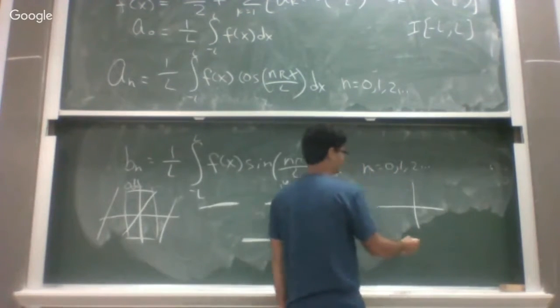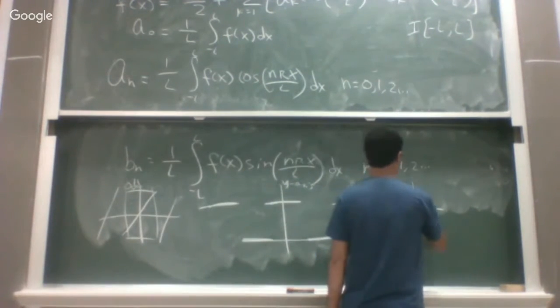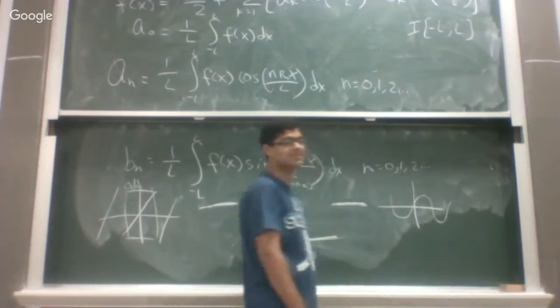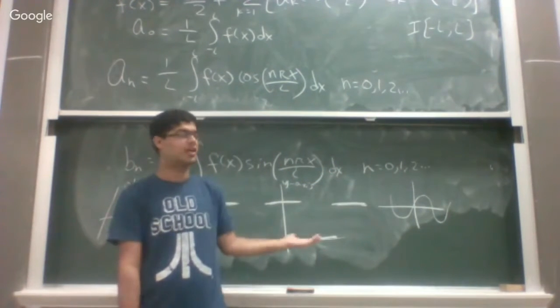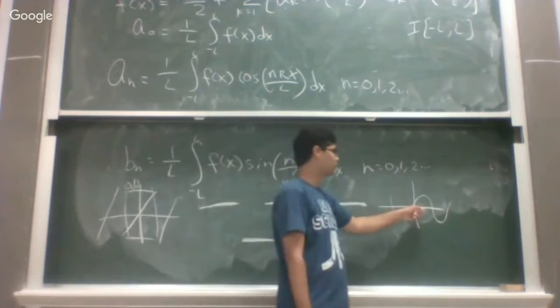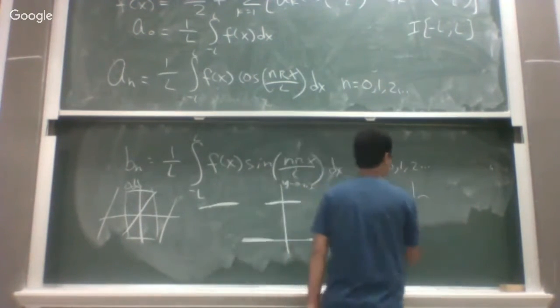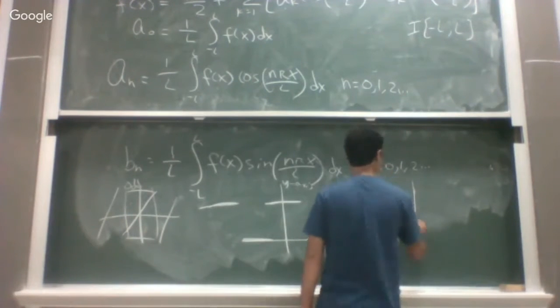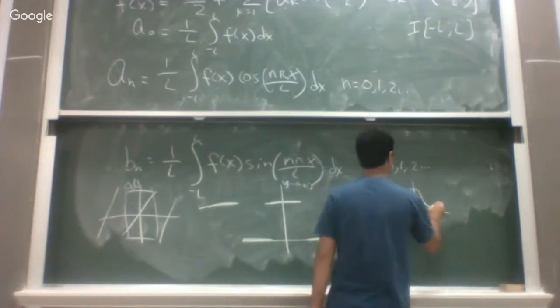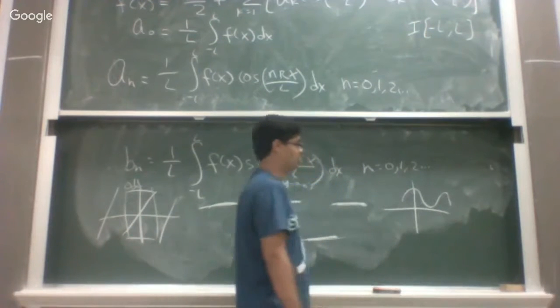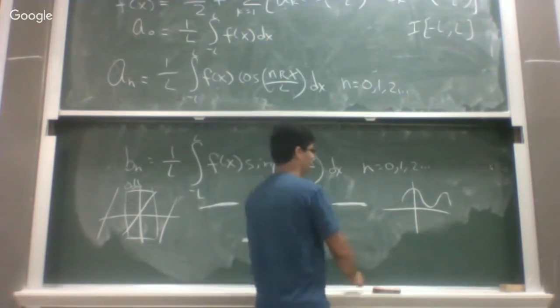If you draw sine, I understand. Sine is an odd graph because it's symmetric with respect to the origin, while cosine is even because it goes like that.